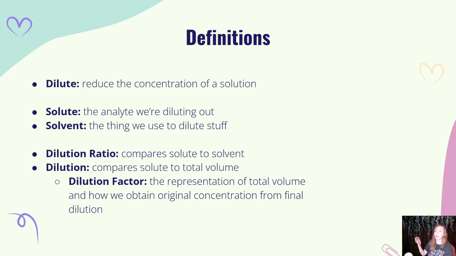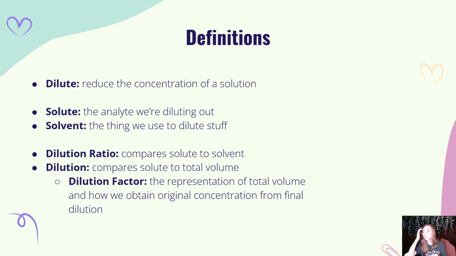So, real quick, a bunch of definitions. What is a dilution? A dilution is reducing the concentration of a solution. We are adding something to a concentrated solution to make that concentrated solution less concentrated. We can do that by adding a solvent or a diluent. That is the thing that we use to dilute stuff. We are diluting our solute. So the thing that we're trying to get to be less concentrated is our solute.